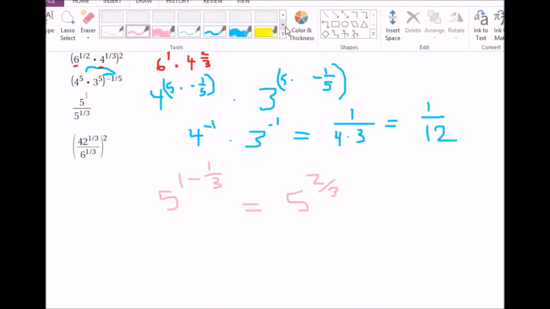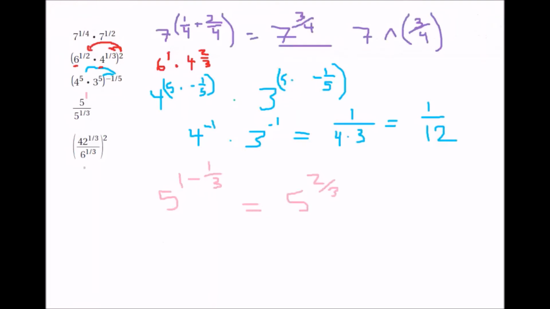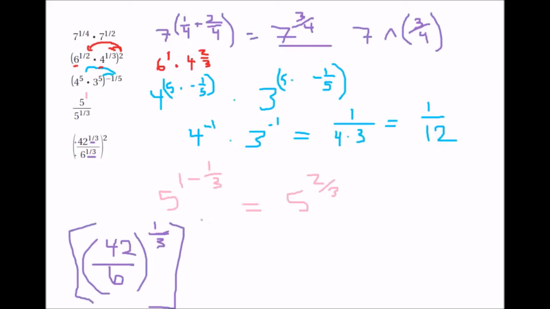And the last one. This one's a bit trickier. If the bases are different, but the exponent's the same, we can separate it out so it looks like this. 42/6 to the 1/3, because we would distribute that in. And then all of that to the power of 2. 42 divided by 6 is 7. Keep everything else the same.